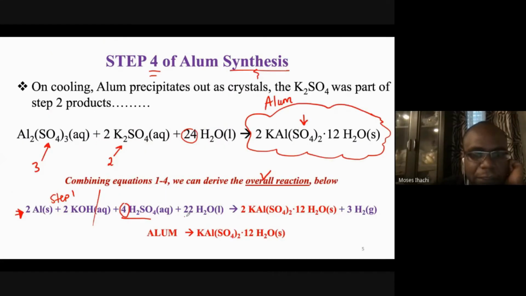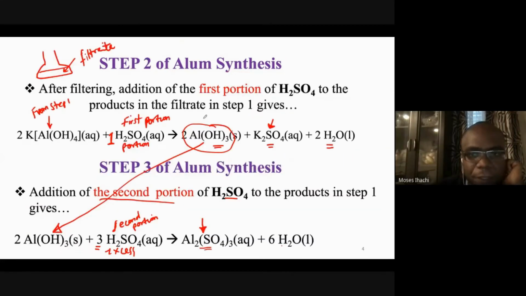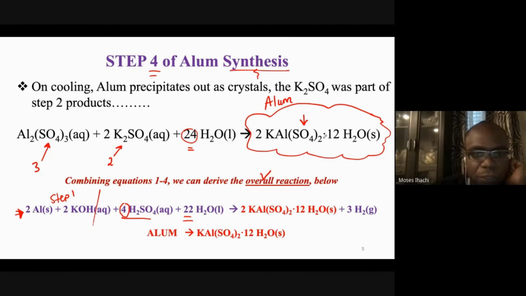And then next it says 22 molecules of water. In step 4, we have 24 portions of water on the reactant side. And then in step 2, we have 2 portions of water on the product side. So if we subtract, you get 22. That's where the 22 came from.